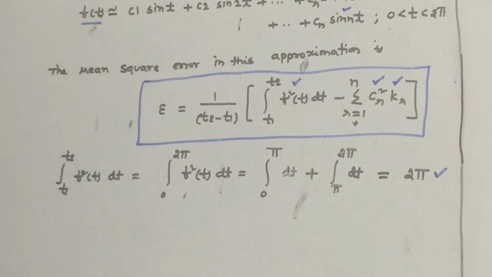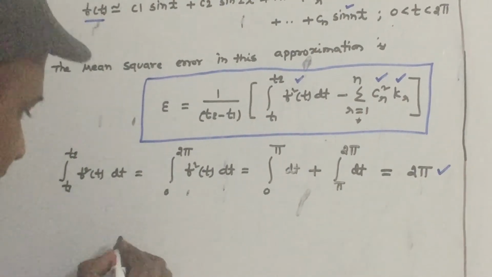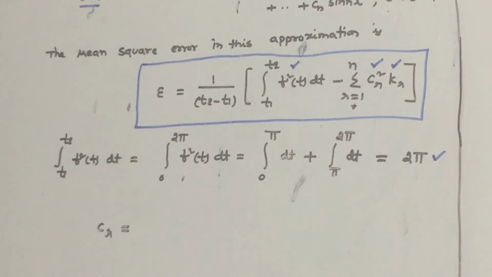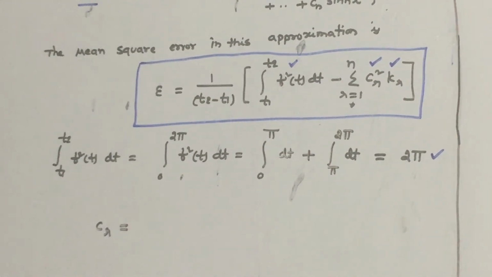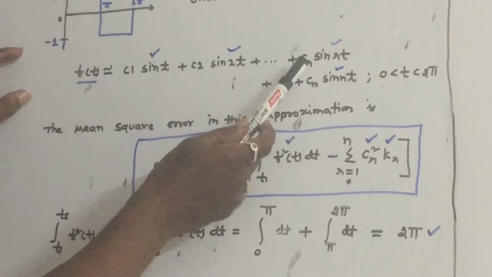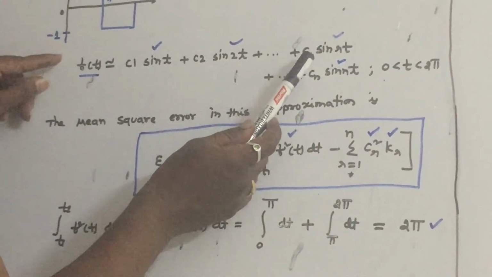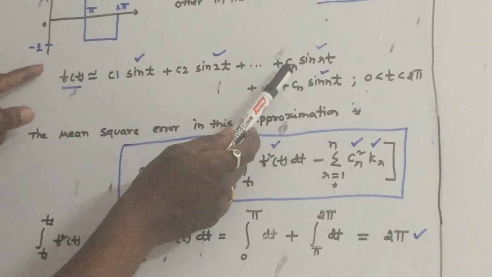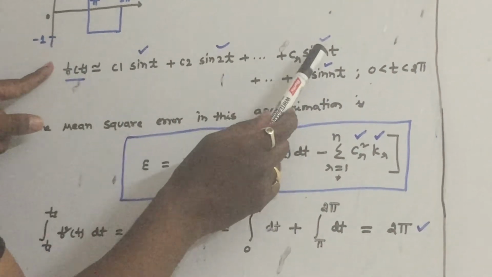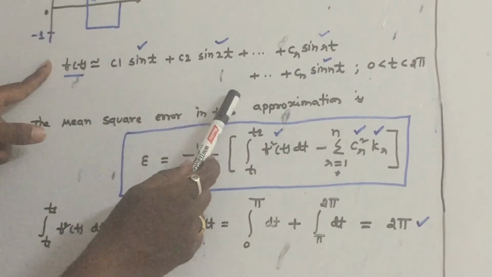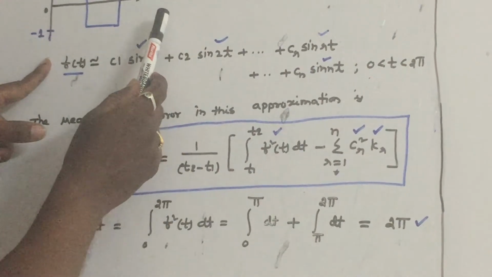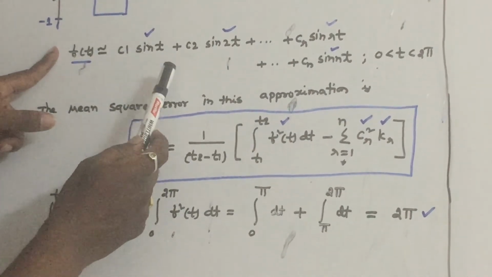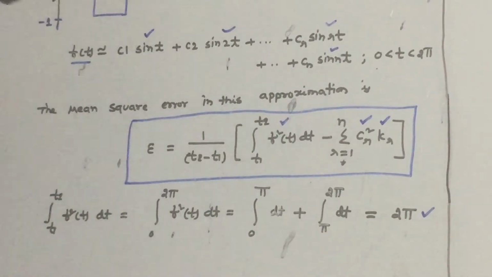Now let us calculate the coefficient cr. From vector analysis, we apply the same concept of vectors to signals. The cr coefficient is the integral of f of t into sin rt, divided by the integral of sin square rt, with integration from t1 to t2 for both numerator and denominator. That is a very, very important formula of this chapter.